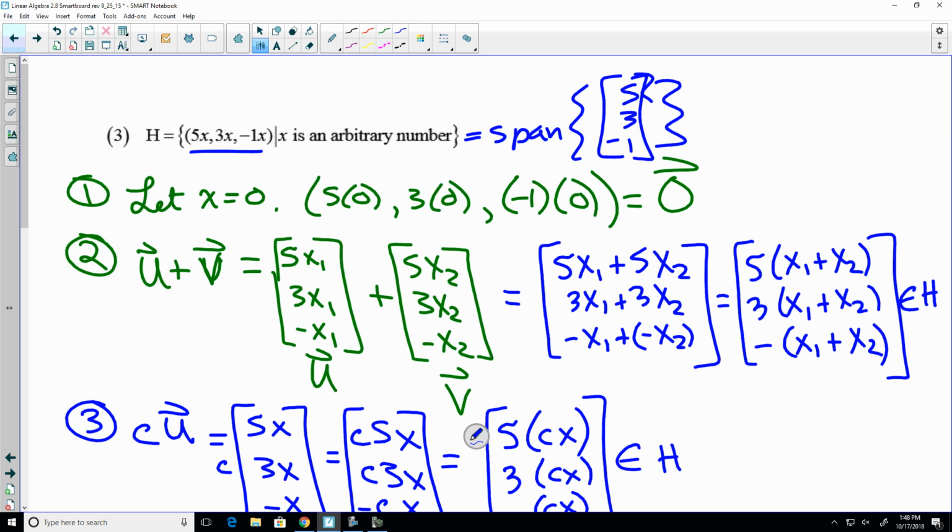All right. Let me try to think of an example to show you, but let me see if I can find one out of the book that fails. He says it's H equals the span of 5, 3, negative 1. And 5, 3, negative 1 is a point in R3. It's a vector in R3, and the span of that vector is a line in R3.